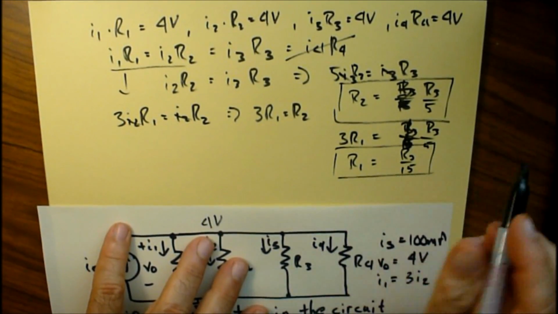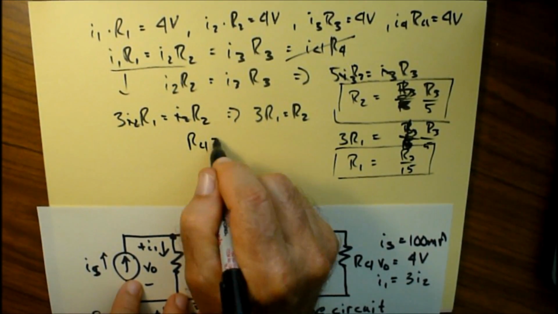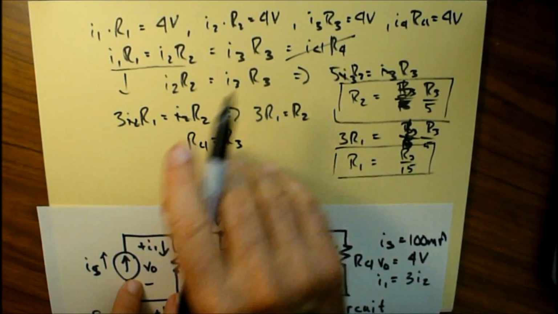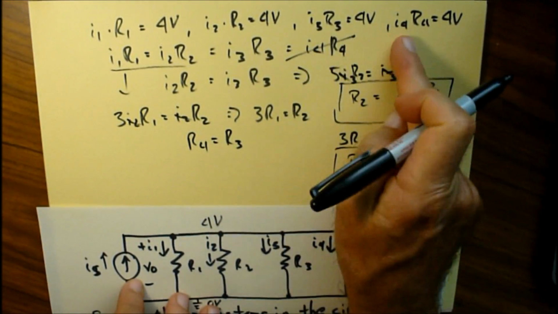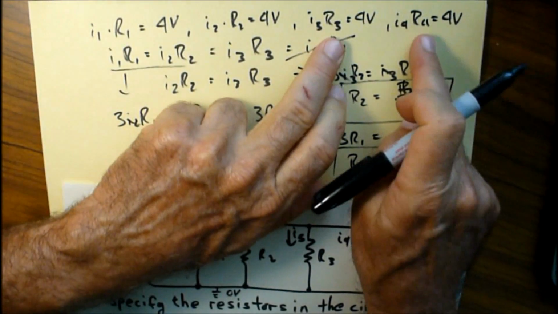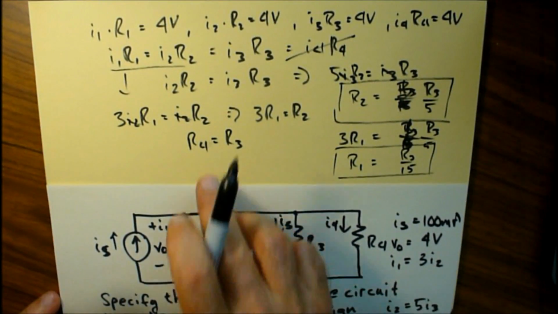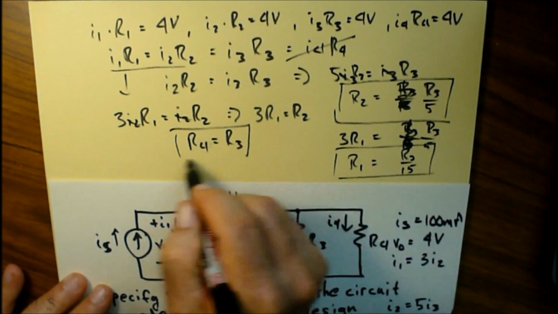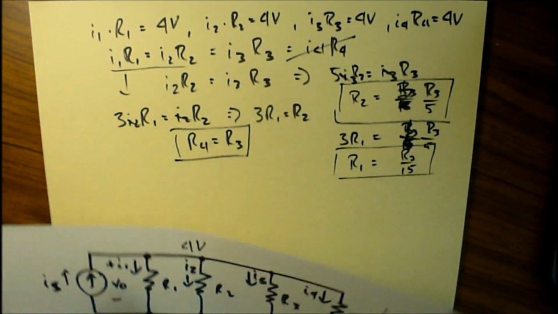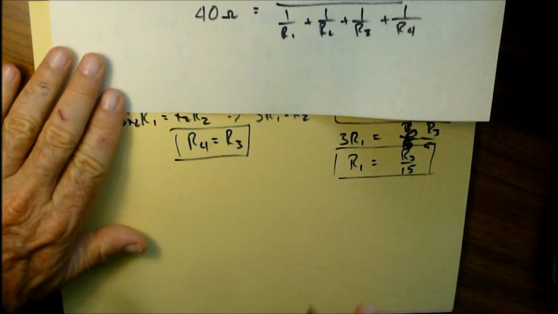We also have a relationship for R4, which is just equal to R3. We know that from this equation right here. We know that these two are the same, therefore these two are the same. So let's drop these relations into our formula. And there's our formula right there.